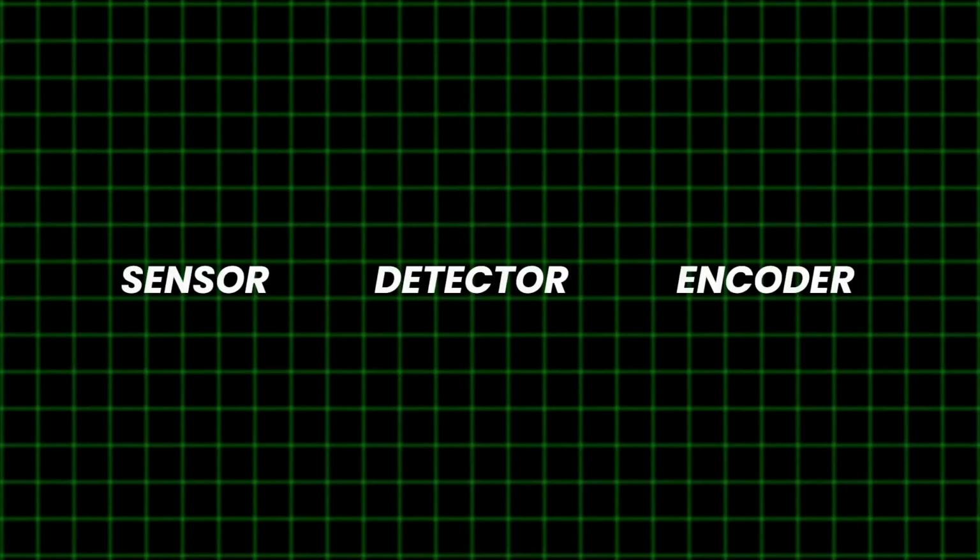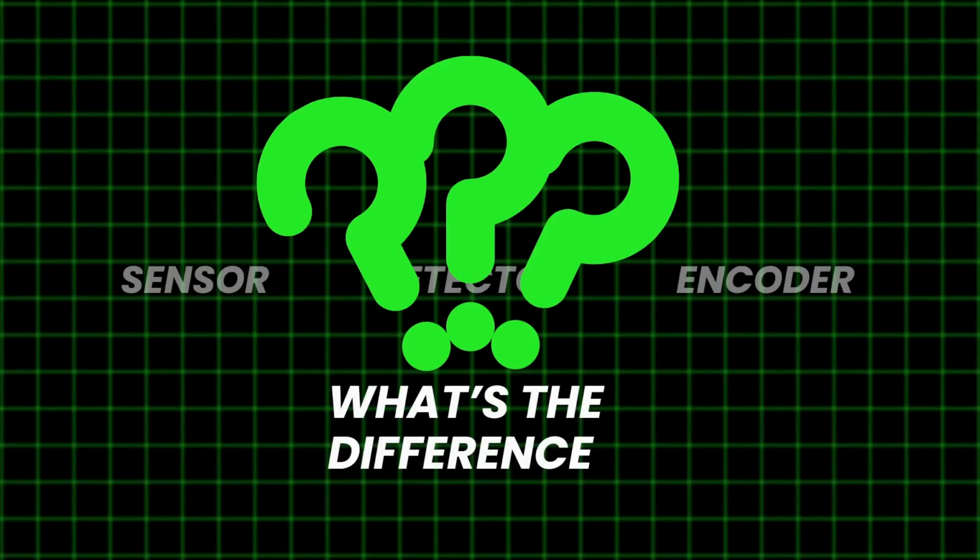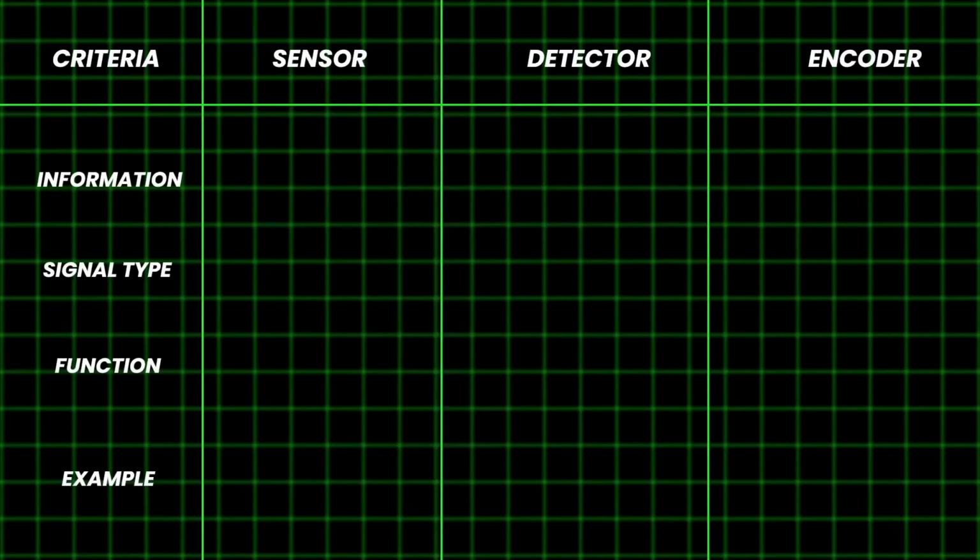So in the industry we hear a lot of people talking about sensors, detectors, and encoders. They have the same purpose, but what's the difference between them? Here I created a table of criteria to make a comparison between the three. On the left side we have the information, signal type, function, and example. We will start with the sensor.